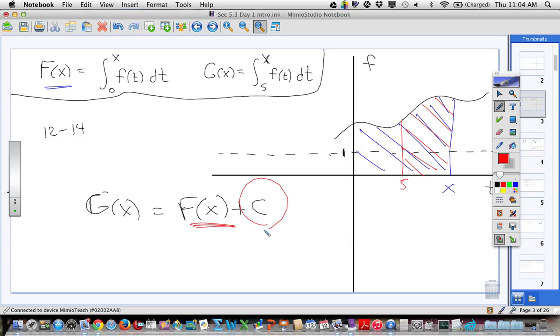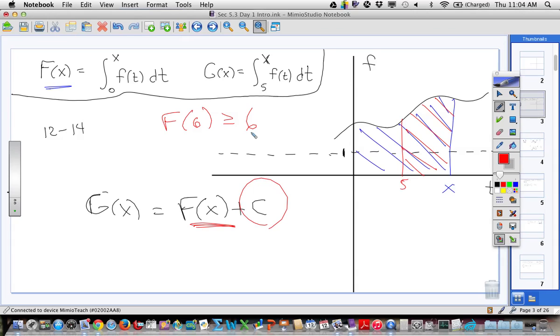Okay, 13 and 14 then. I know we didn't talk about these. Explain why big F of 6 has to be greater than or equal to 6. Somebody want to tackle this one? Little f is above 1 here. So that means that if x is 6, then it's what's here.